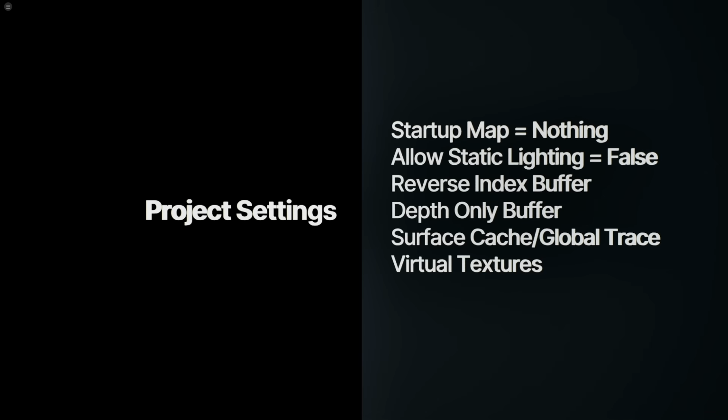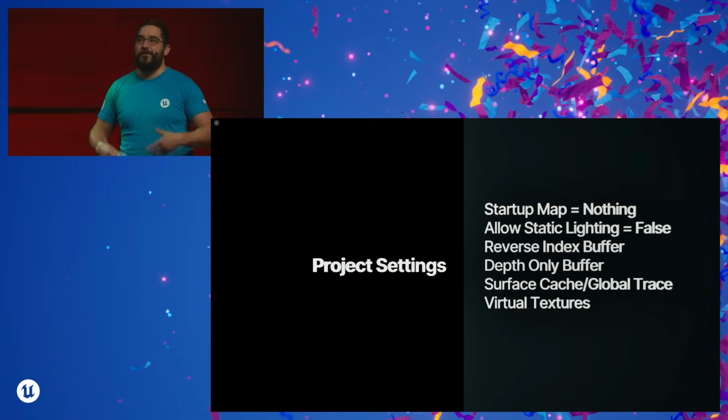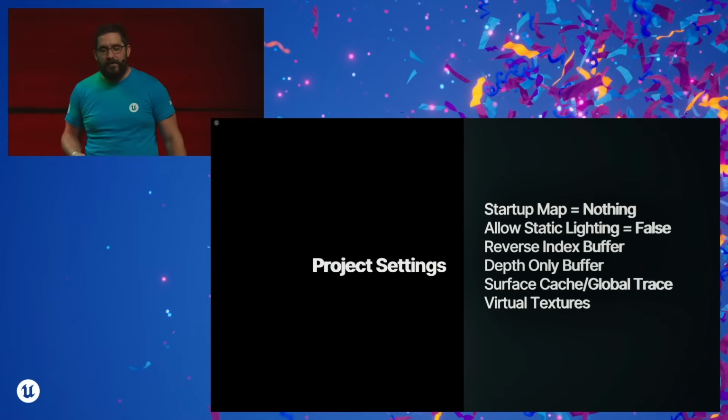Not totally rendering related, but I want to throw this one out first. Go into your project settings and set your startup map to nothing. Just make a new empty level, save it. That's your startup map. It improves your editor startup time, so you don't always have to load every single thing in the map every time you want to do something.